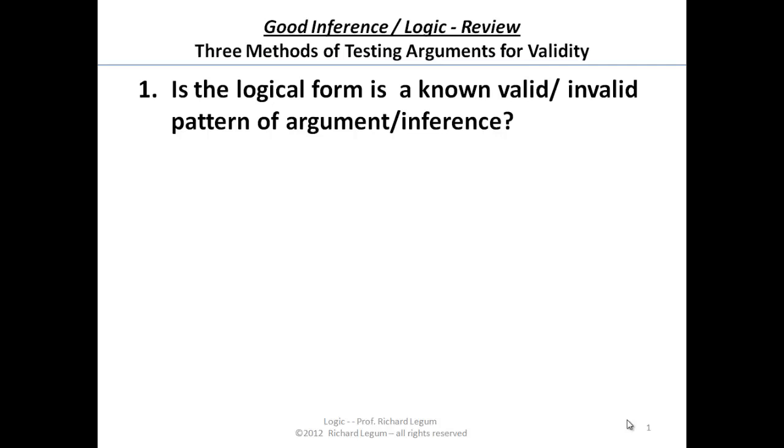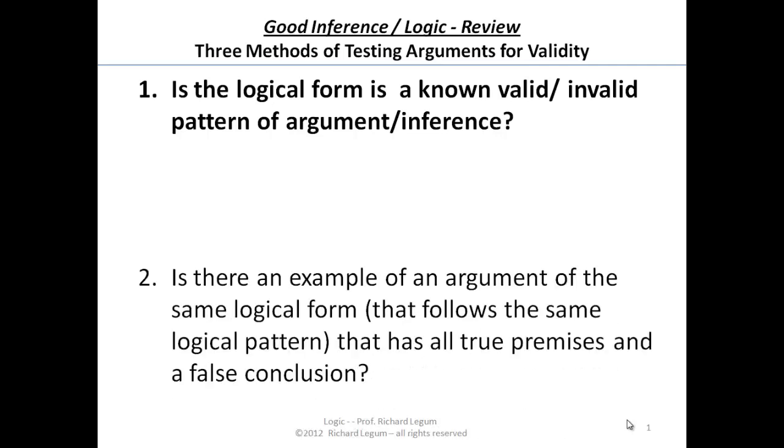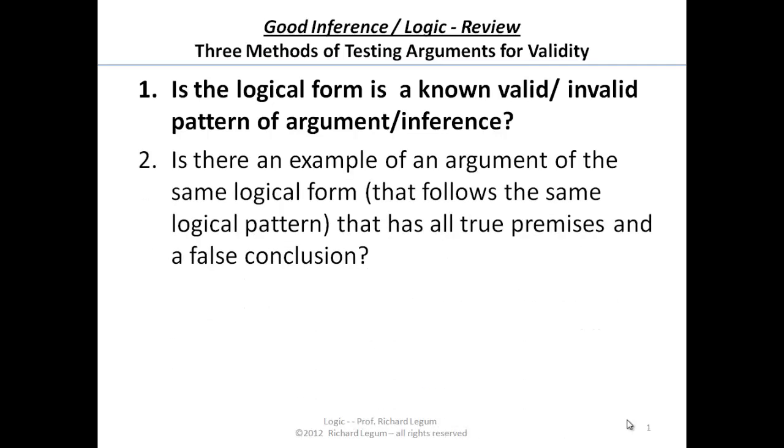But remember, we don't have all of the patterns. So alternatively, we could look for an example of an argument that has the same logical form, that follows the same pattern, that has all true premises and a false conclusion. And if we find one like that, the argument is not valid. But again, that's a little bit iffy. It's a question of whether we can find it or not, and that's why we're going to start in trying to evaluate it with what's now our first method, comparing it to the known good or bad logical forms and patterns.